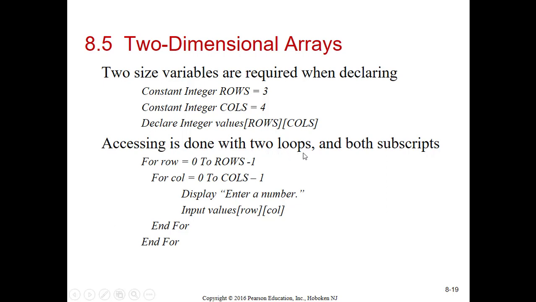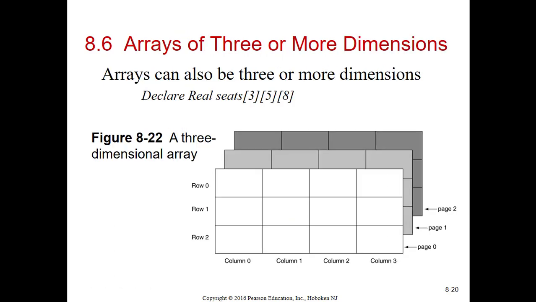Accessing is done with 2 loops. For row equals 0 to rows minus 1. For columns equals 0 to columns minus 1. And so that's how you enter in the number for that. So when the user enters in a number, the first number they enter is going to go to element 0, 0, which is the first row, first column. You also can have 3 or more dimensions.